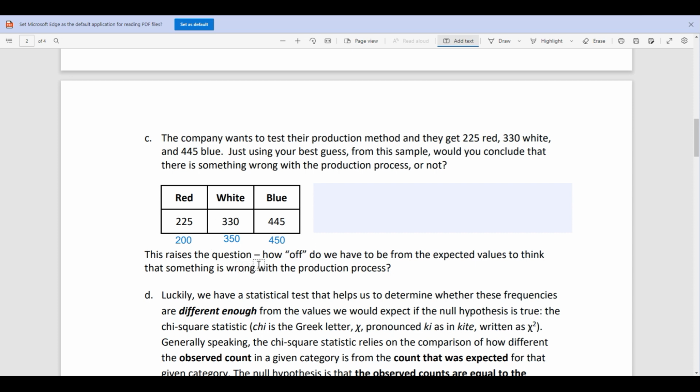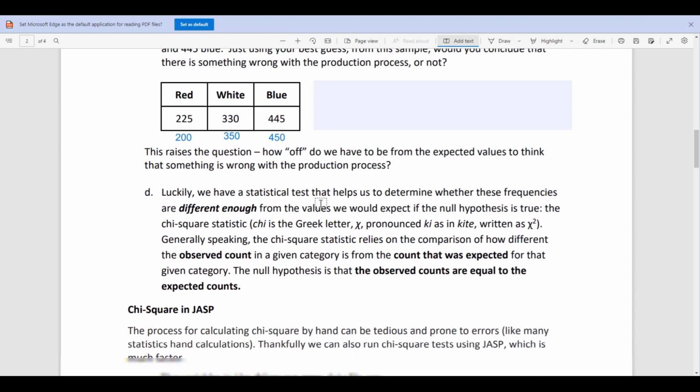Now this raises the question, how off do we have to be from those expected values to conclude that something is wrong with the production process? Luckily we have a statistical test that helps us to determine whether these frequencies that we see are different enough from the values we would expect if the null hypothesis is true. That test is called the chi-square statistic.